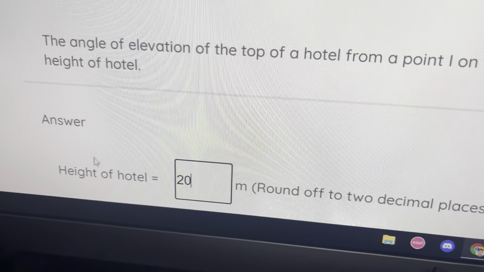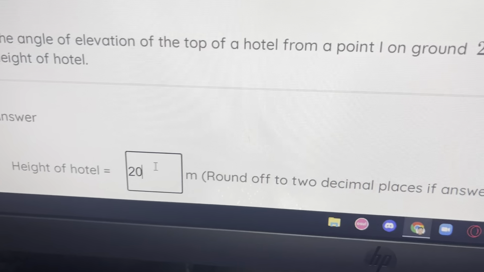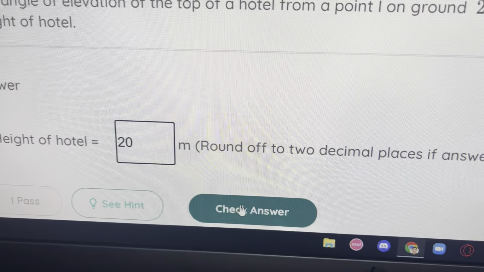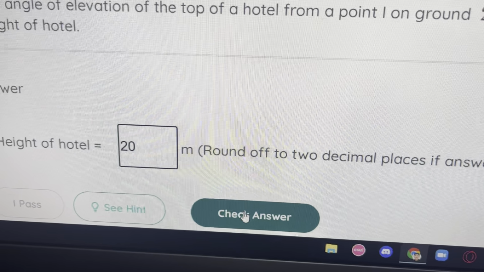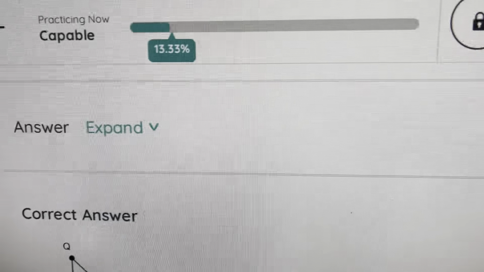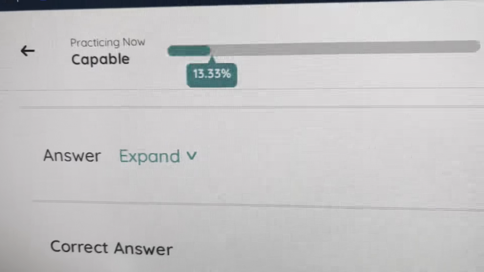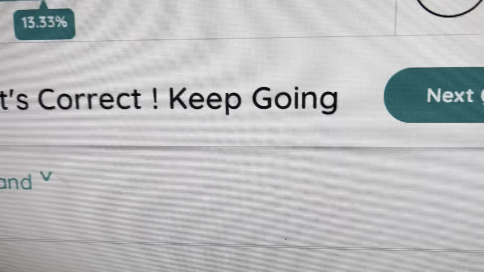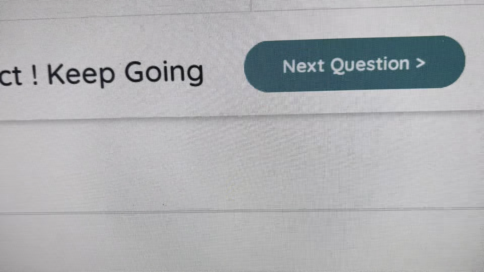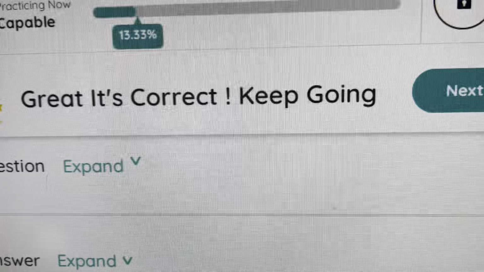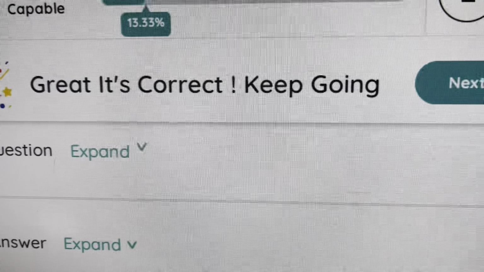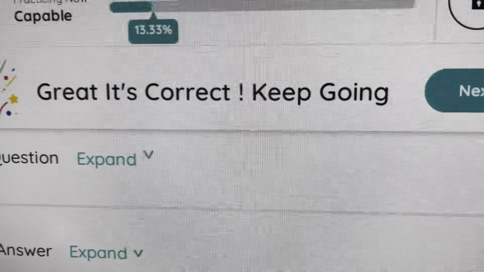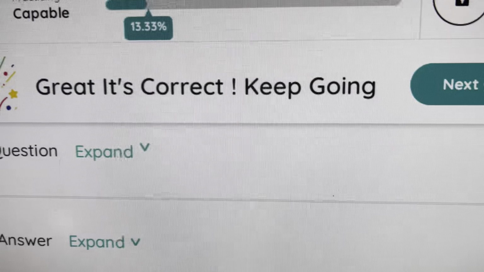So we go back to the original problem, and for the height of the hotel, you put 20 in there after you figure it out, and then you check your answer. Ready to check the answer? Yeah. 20 meters, and it's calculating, and the answer is correct. Great, it's correct. Keep going. That's how we do math here with Hero in the Philippines. Basic trigonometry, at least. Now we found the height of the building.